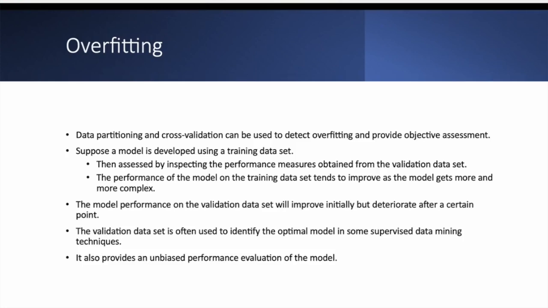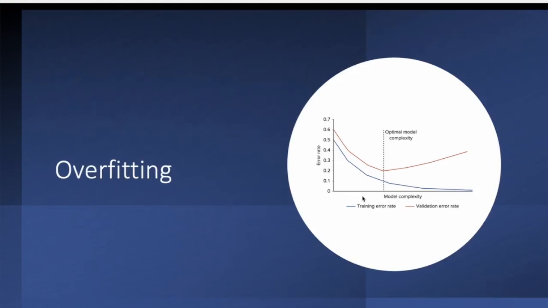Data partitioning, so what to do? We have, let's say, an overfitting problem, so what to do? Data partitioning and cross-validation can be used to detect overfitting and provide an objective assessment of the predictive performance of the models. Suppose a model is developed using a training dataset and is then assessed by inspecting the performance measures obtained from the validation dataset. While the performance of the model on the training dataset tends to improve as the model gets more and more complex, the model performance on the validation dataset will improve initially, but deteriorate after a certain point.